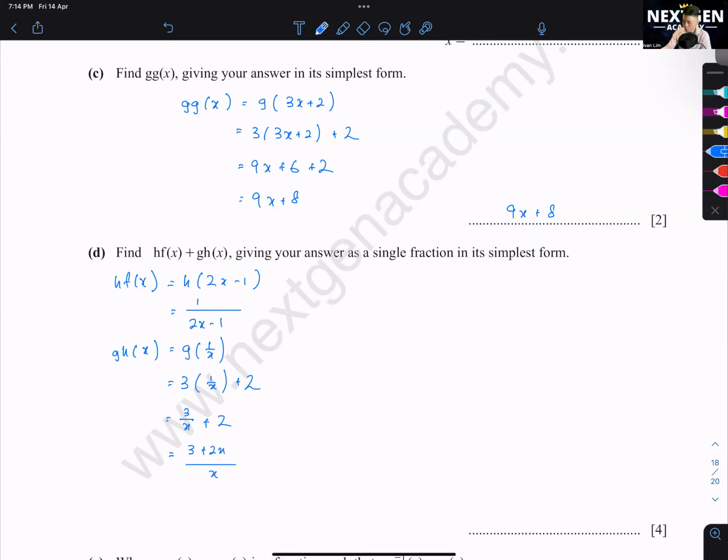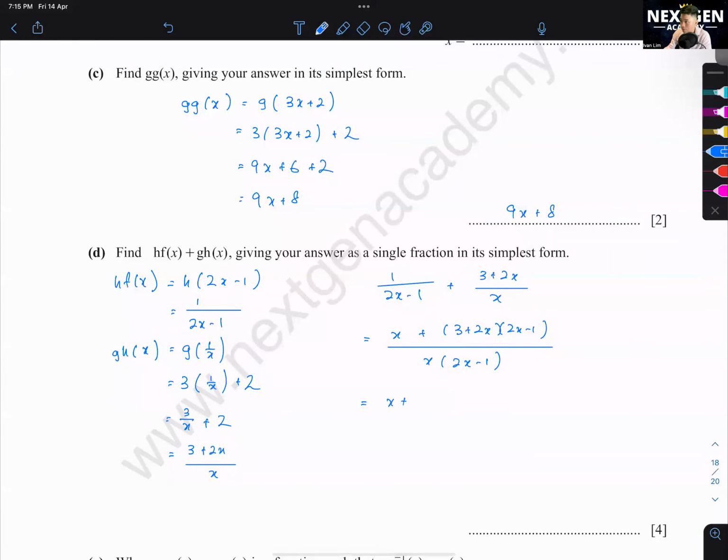Okay, so let's add both of it up together. HFX plus GHX. You get 1 over 2x minus 1 plus 3 plus 2x over x. Okay, I want to make both to one fraction. This first fraction I multiply by x. The second fraction I multiply by 2x minus 1. Okay, the bottom here, I'll just get x, 2x minus 1. The denominator don't change anything, just simplify the top one.